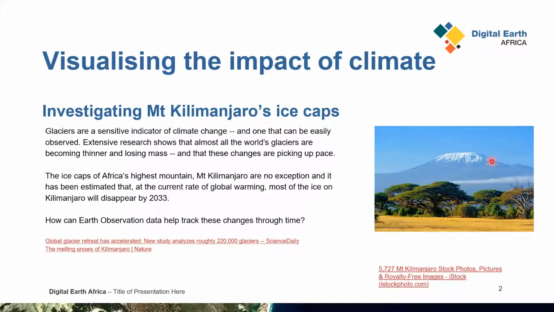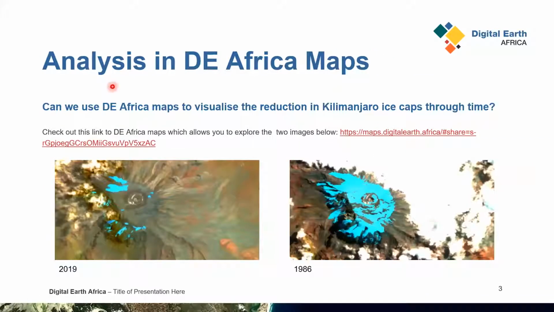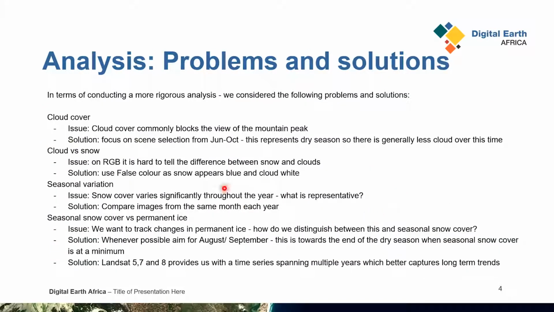So this is a photo of Mount Kilimanjaro. It's very beautiful. So we had to ask ourselves a couple of questions, like, can you use digital Earth maps to visualize the reduction in Kilimanjaro ice caps through time? And this is an example of one of the images. This is the snow caps in 2019. This is in 1986. So that's when we realized we could actually do it.